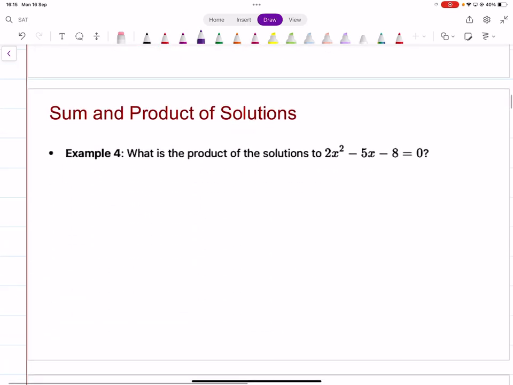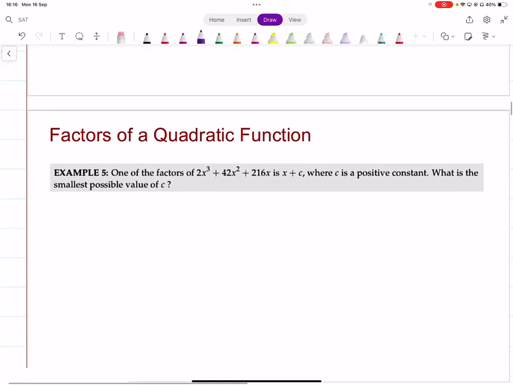What is the product of the solutions to this equation? Can anyone tell me this quickly? Product of roots of this function. Minus 4, because the product formula is just c over a. So that's minus 8 over 2, and that's minus 4. Okay, that's the product of roots. Is that okay? All right.